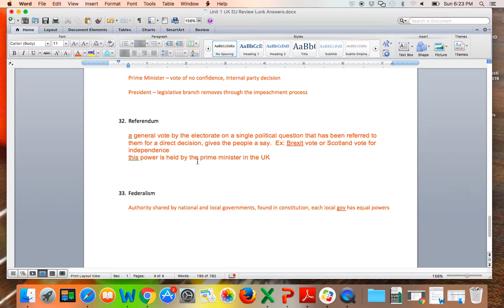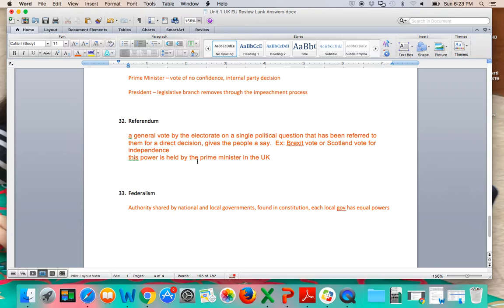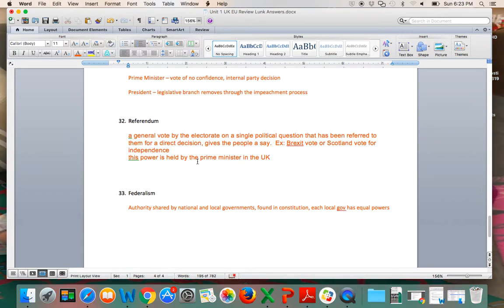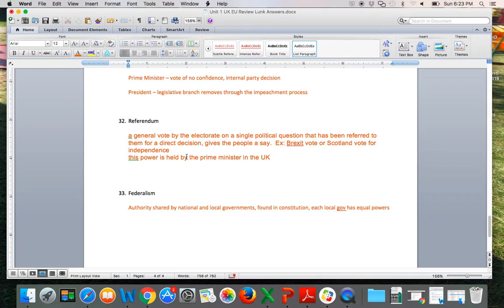But in the example of the EU exit or the Brexit vote, the people decided, and this is something that politicians like to do because then the power is given back to the people and people are re-engaged in the political system. This power is held by the Prime Minister in the UK to call for a referendum.